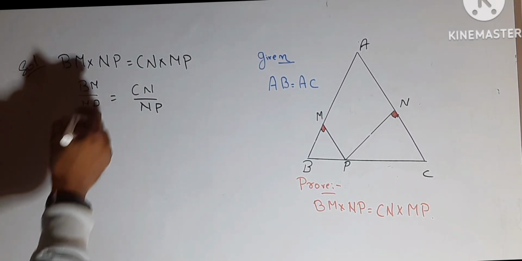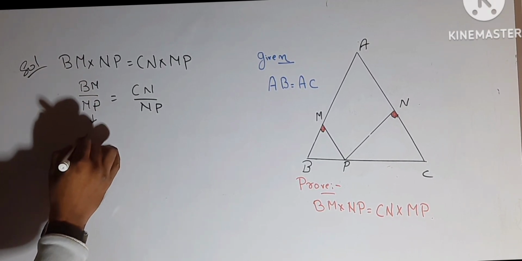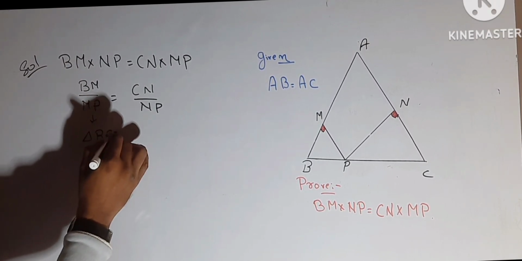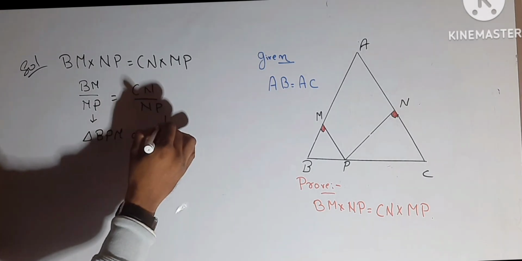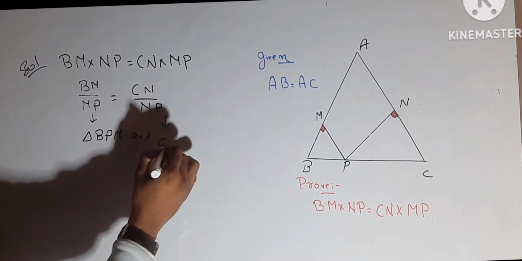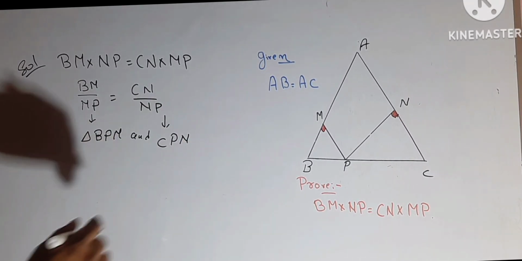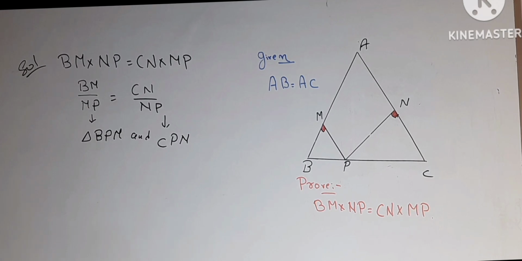So this one is triangle BPM, and this triangle is CPN. You got the two triangles. So you have to show the triangles are similar. After that, you know the drill. So the first point will be 90 degrees. What will be the second point?